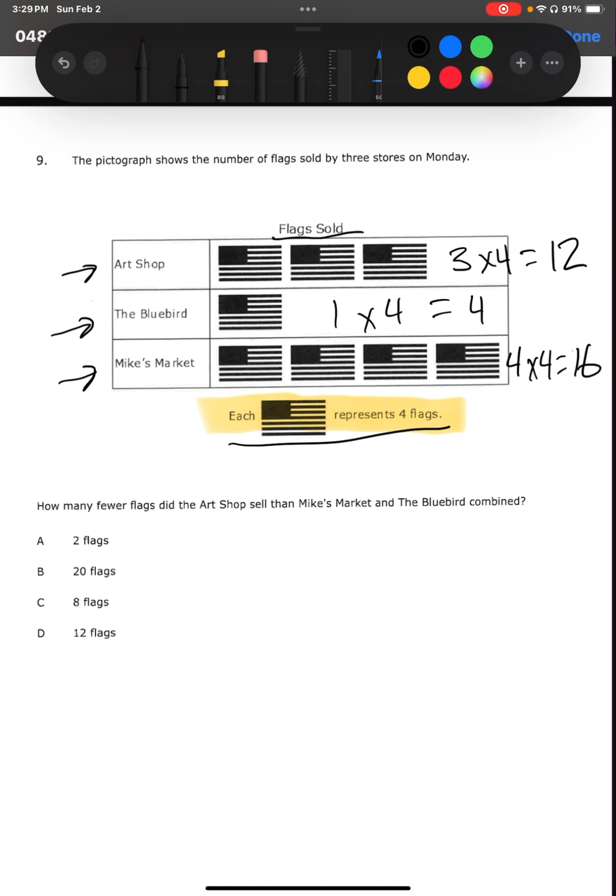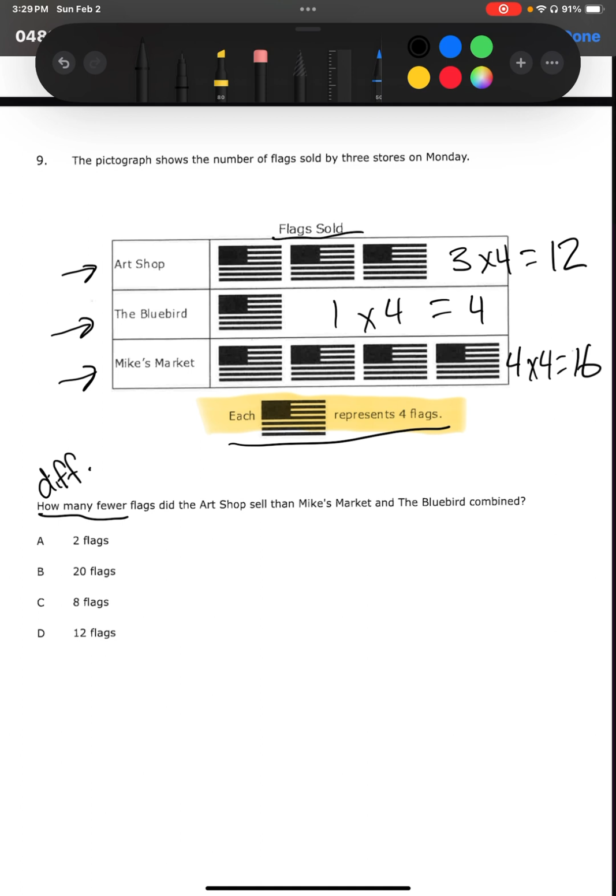Now I'm going to answer my questions. How many fewer flags did the art shop sell than Mike's Market and the Bluebird combined? Let's read that again. How many fewer? That is a difference question. It's going to require subtraction. How many fewer flags did the art shop sell?